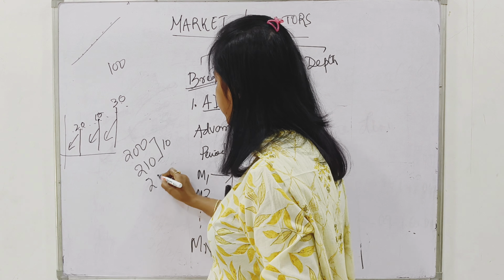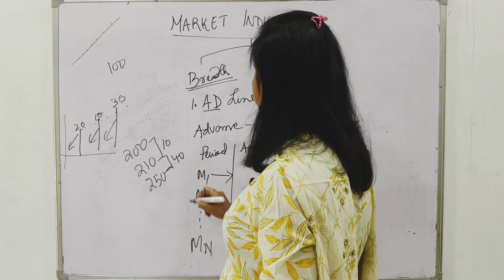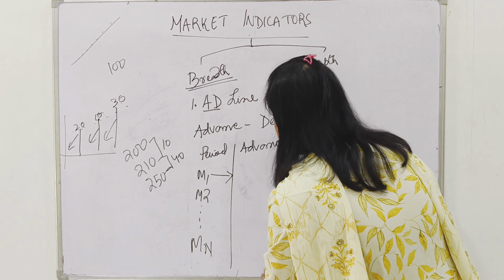So suppose here I get 50, and again there is another advance of 40. So I will find out how many such stocks there are which have taken an advance.